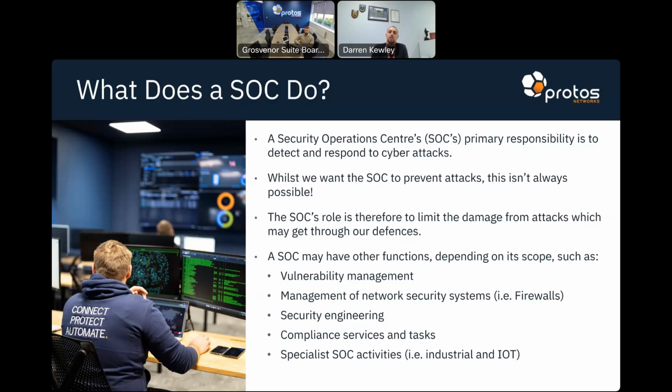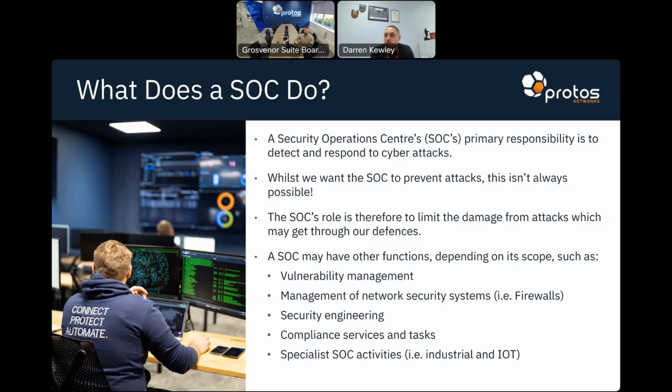SOCs also, especially in larger organizations like big internet service providers that I've worked for in the past, might also have the management of network security systems. In a few places where I used to work, the SOC also managed the firewalls. In our case, we've obviously got the network team as well, and so we kind of do that. That is a bit of a USP for Protos in that we do network security as well.